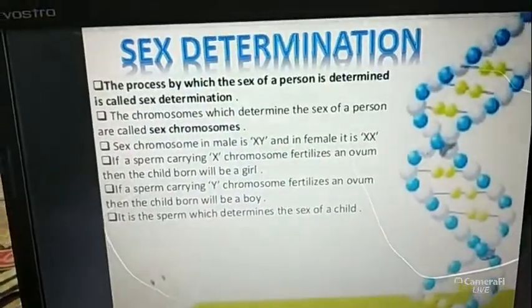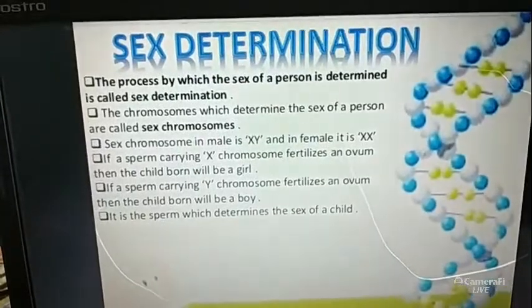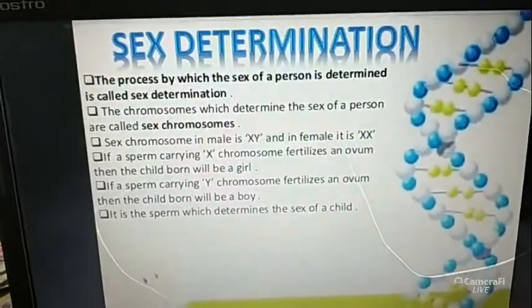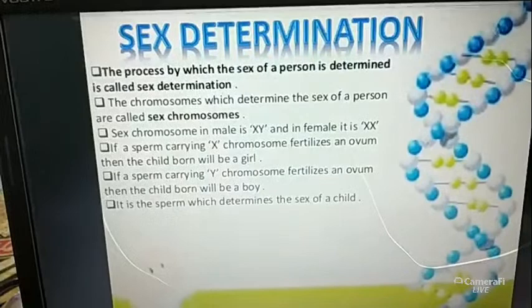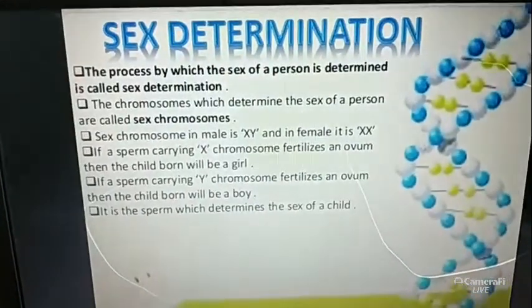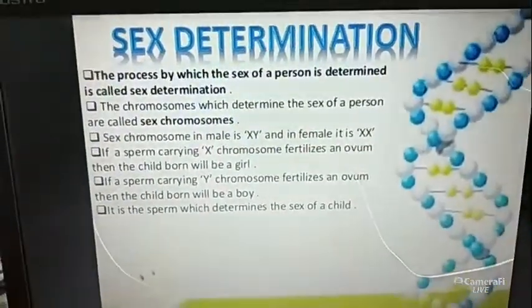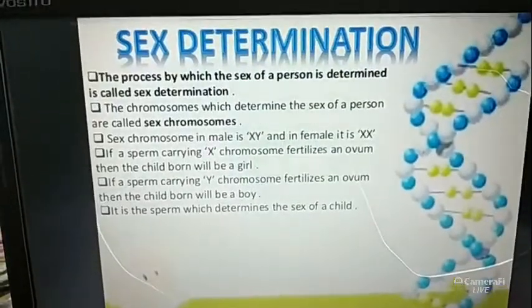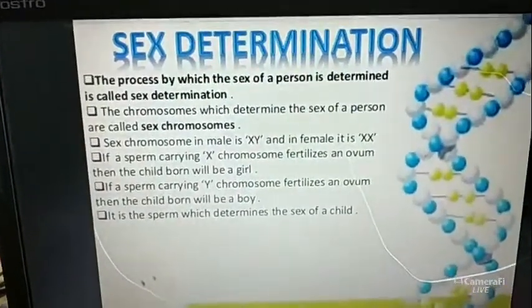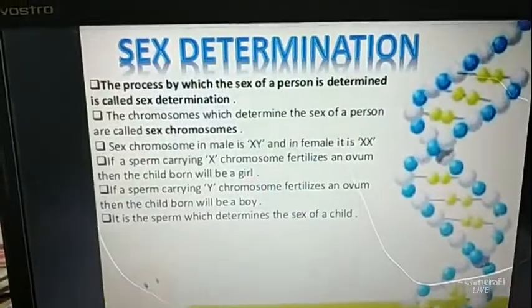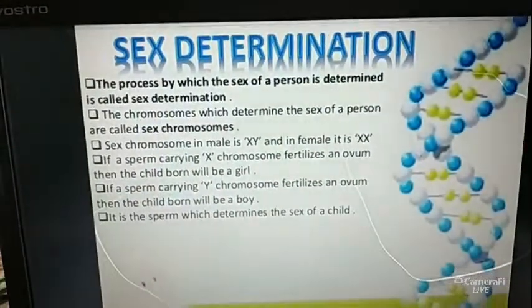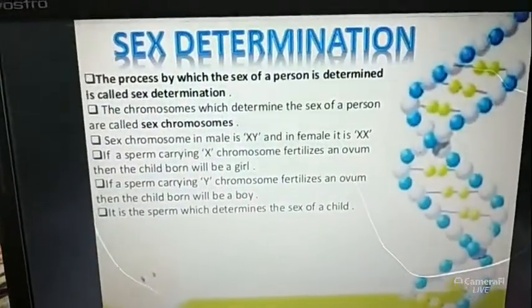The main function of the sex chromosome, whose biological name is allosome, is to determine the sex, the gender of a newborn baby. This is the basic thing.